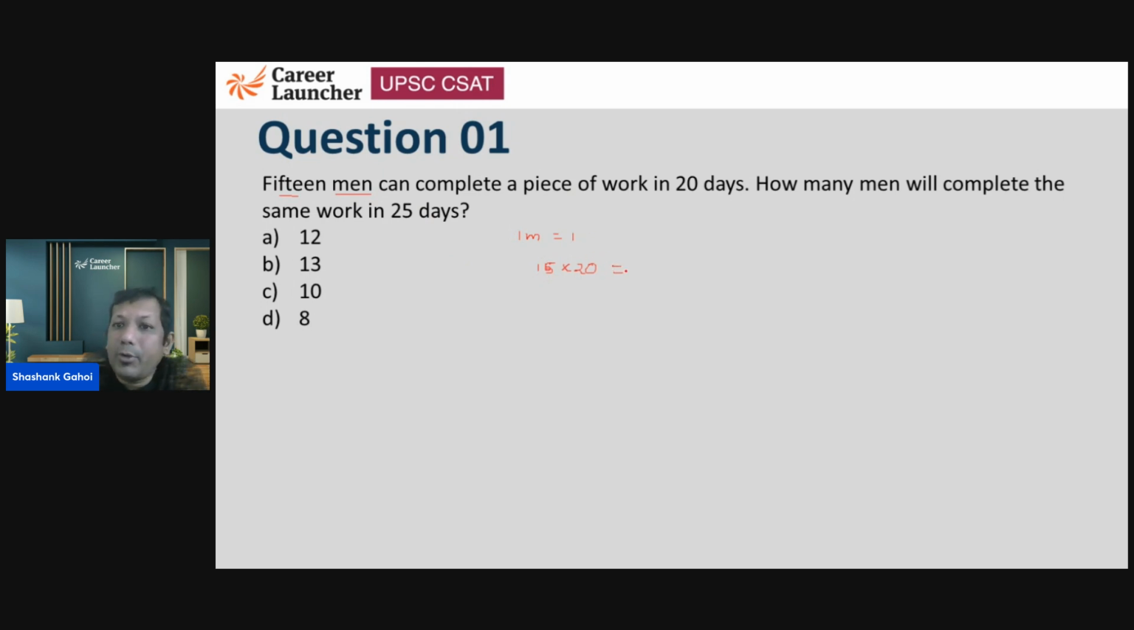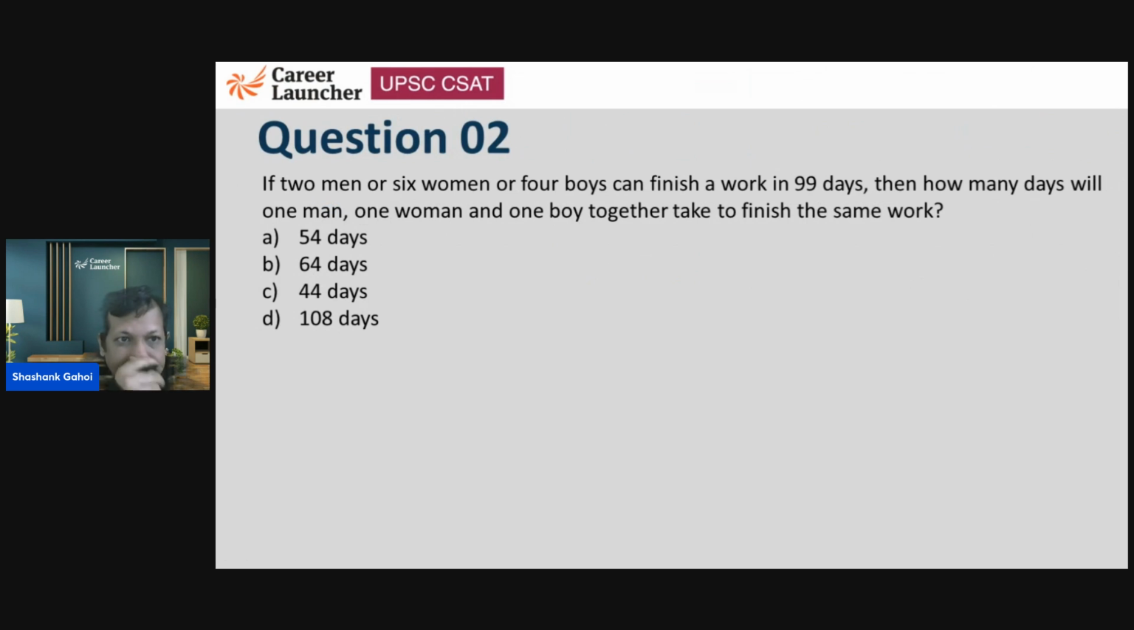Now, how many people are required? Let's say there are m men that I need. So m men are going to have a total efficiency of m. The total number of days they are taking is 25. That is given. So 5, this is going to be 3, this is going to be 5, this is going to be 4. So m comes out to be 12. So what is the total number of men I'm looking for? That's going to be 12. That's option A.